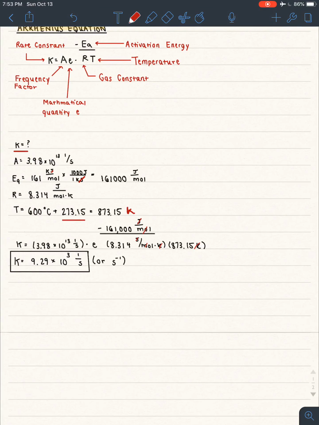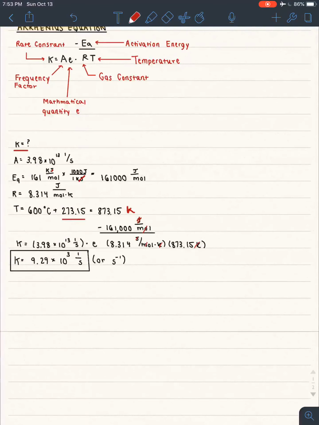So we have K equals frequency factor 3.98 times 10 to the 13th seconds to the power of -1 times mathematical quantity e raised to the negative, don't forget that negative, 161,000 joules per mole over 8.314, our gas constant, times our temperature corrected to Kelvin, 873.15. And as we can see, the moles, joules, and Kelvin cancel out.